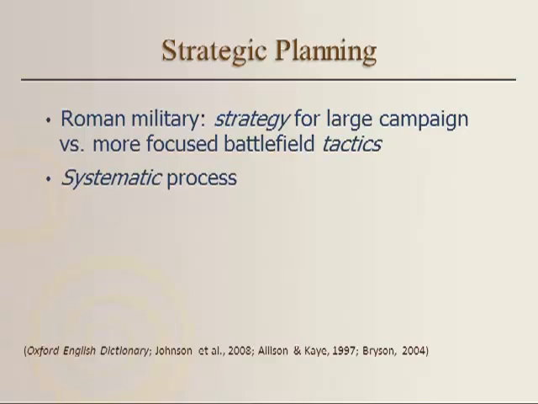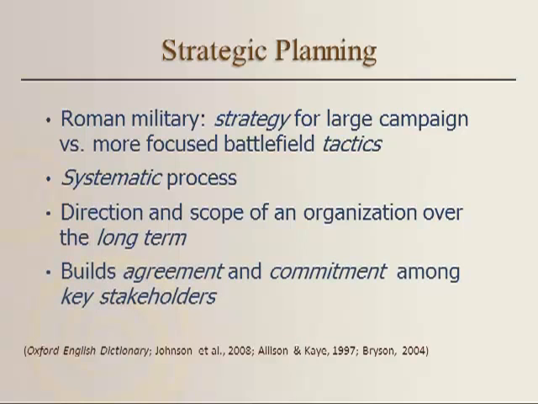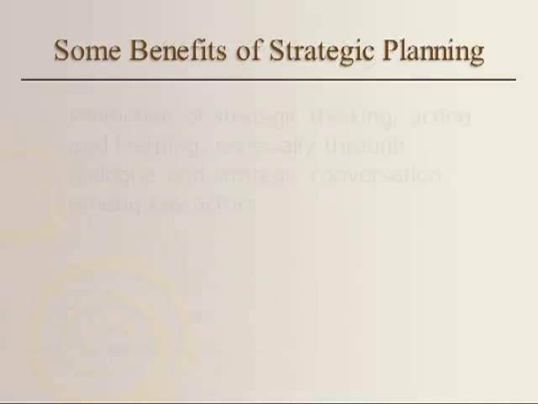Strategic planning has a number of key attributes. It is systematic, a deliberate process that sets the direction and scope of an organization over the long term, and it builds agreement and commitment among key stakeholders. Strategic planning produces both decisions and actions, while it shapes and guides the organization in deciding what it is, what it does, why it does it, and importantly, who it serves and how it serves them. Finally, it is useful in establishing priorities for the organization.